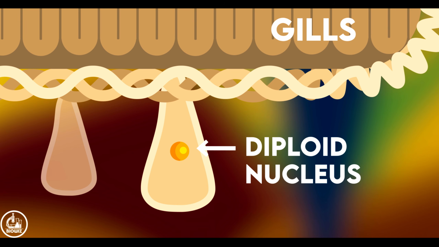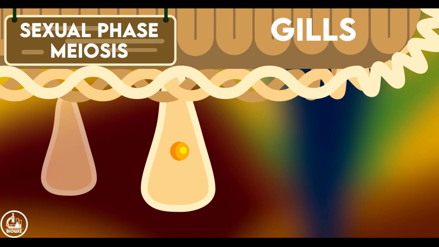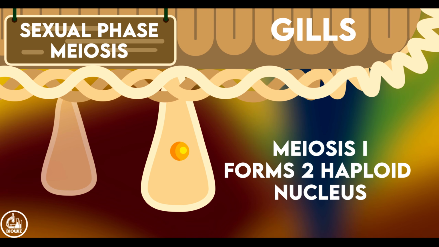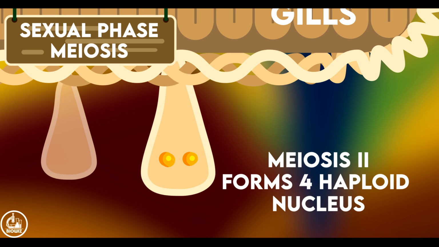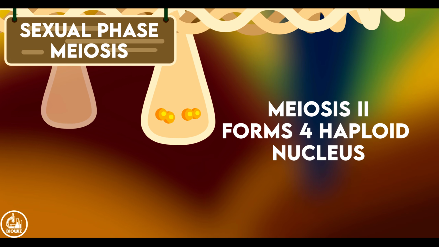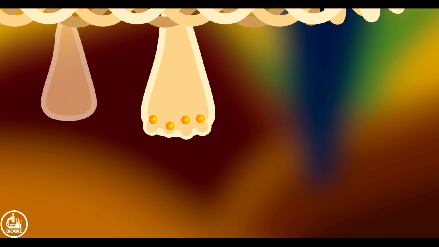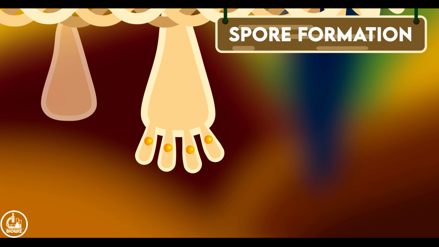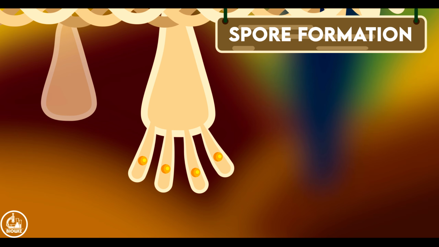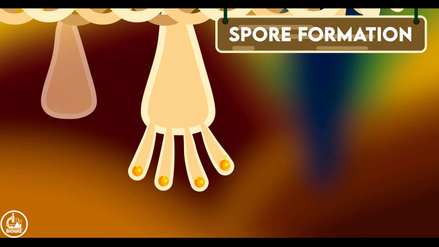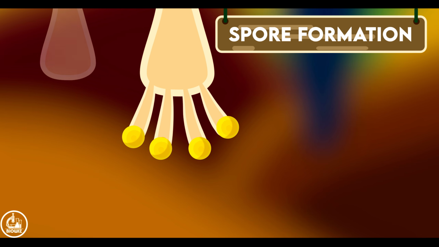The diploid nucleus soon after formation goes through the third step of the sexual cycle called meiosis. As the diploid nucleus undergoes meiosis, at first it divides to form two haploid nuclei, which again divide to form a total of 4 haploid nuclei. These haploid nuclei are then surrounded by a small amount of cytoplasm and are protected by the cell wall and develop into a new generation of basidiospores.